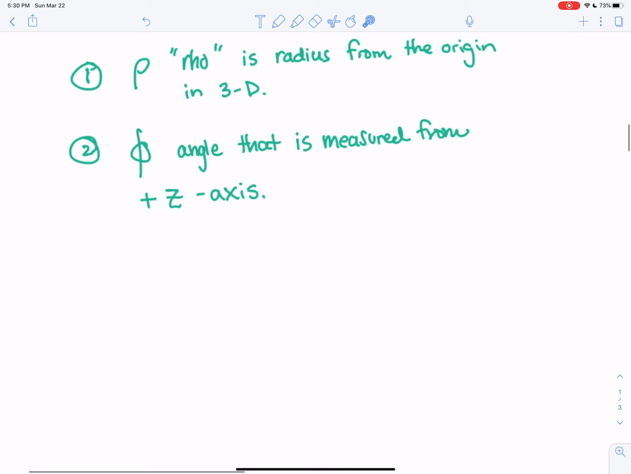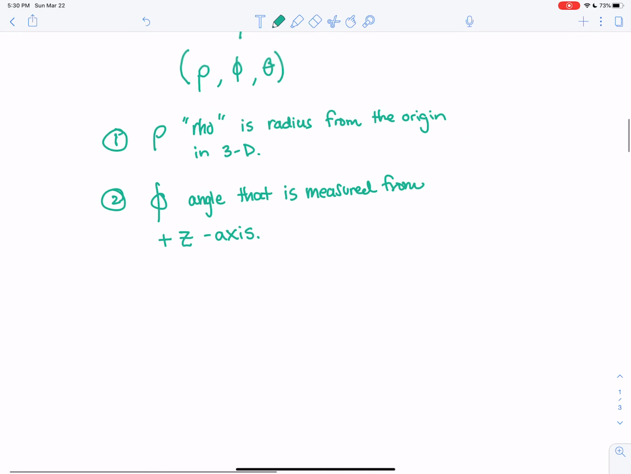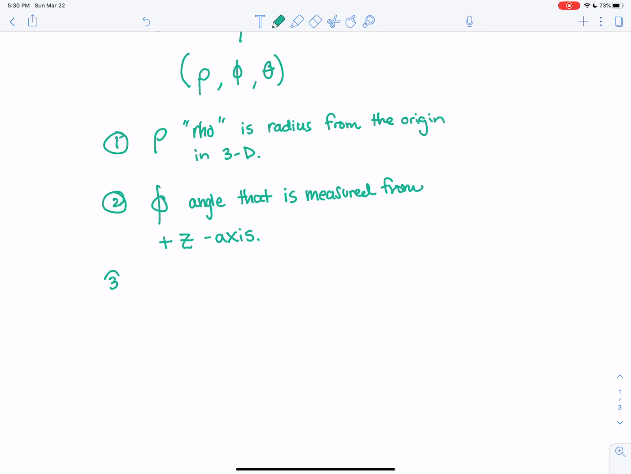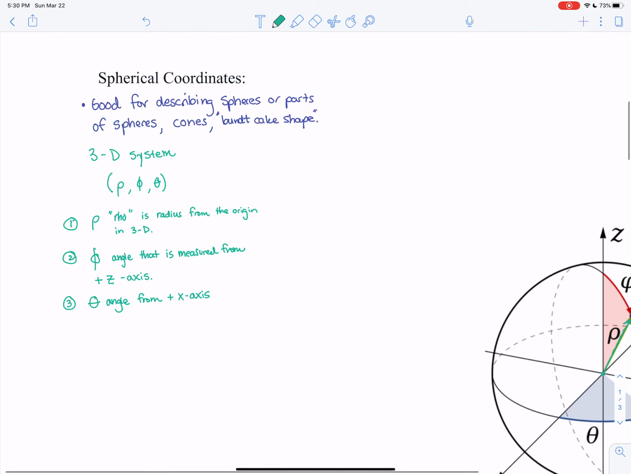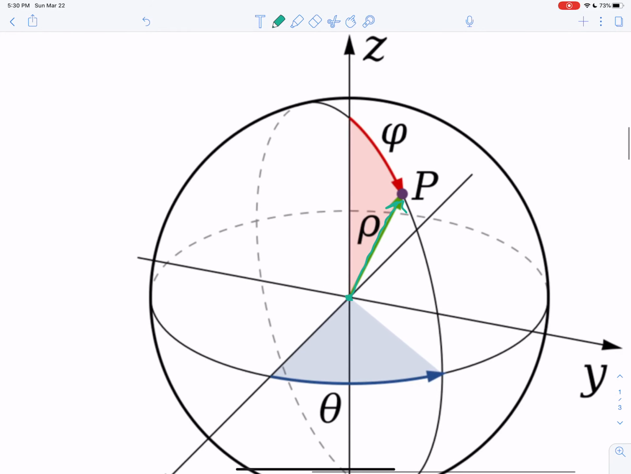And then thirdly, the third variable we have is theta. And theta is just like we've been used to from before. It's another angle from the positive x-axis. So this is exactly the same theta from polar that we saw 2 sections ago. So it's an angle from the positive x-axis. Right, and so you can see as well that it is just the same theta from the positive x-axis.